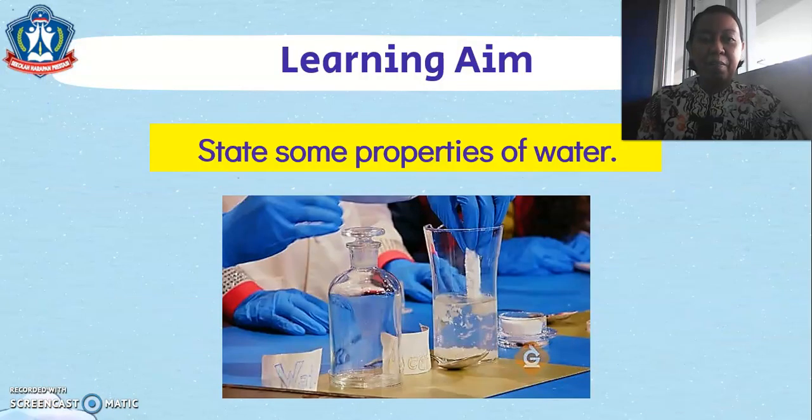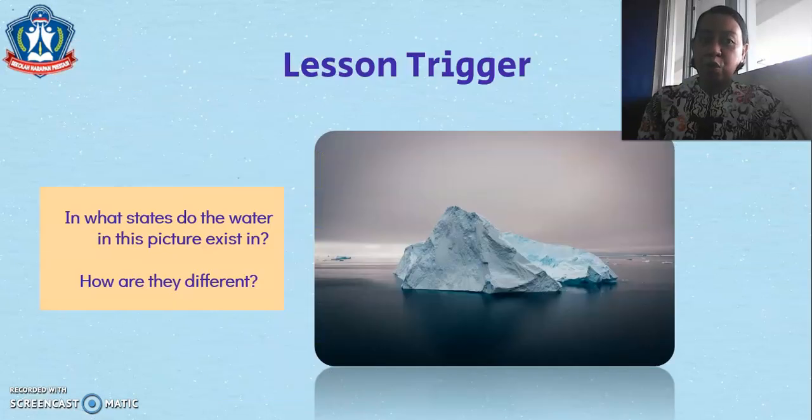Our learning aim is to state some properties of water. For our lesson trigger, I have here some questions. In what states does the water in this picture exist? How are they different? Take your time to answer, children. Don't forget to submit your answers in the Google Classroom.